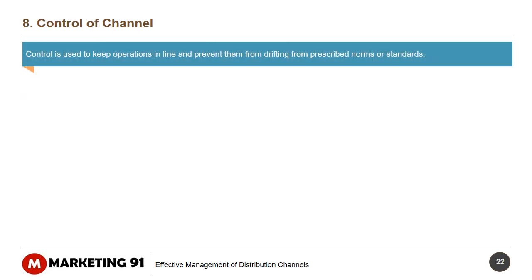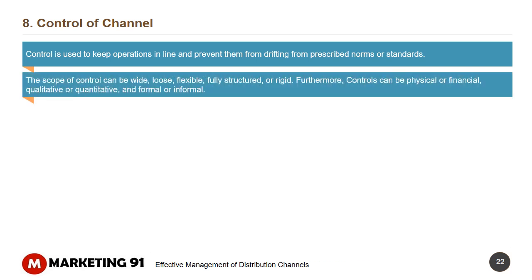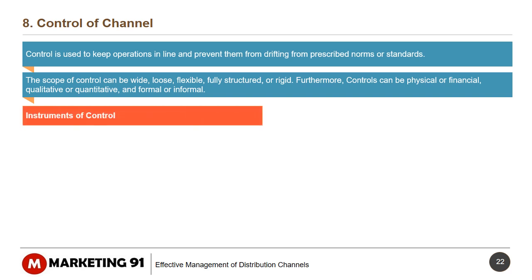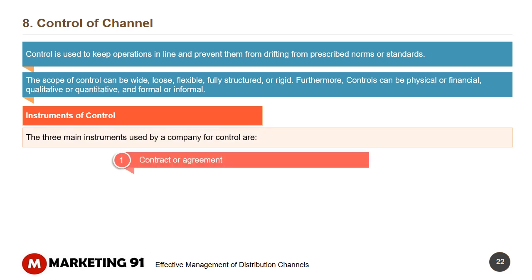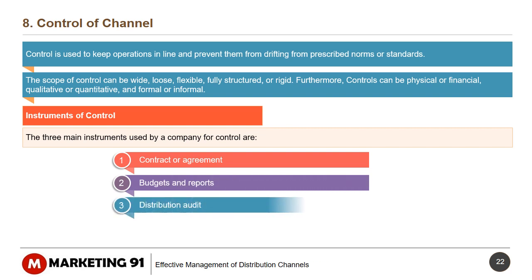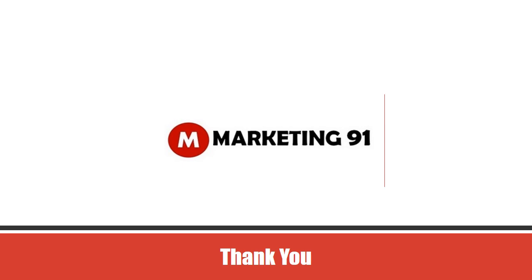Control is used to keep operations in line and prevent them from drifting from prescribed norms or standards. The scope of control can be wide, loose, flexible, fully structured, or rigid. Furthermore, controls can be physical or financial, qualitative or quantitative, and formal or informal. Instruments of control. The 3 main instruments used by a company for control are contract or agreement, budgets and reports, and distribution audit.